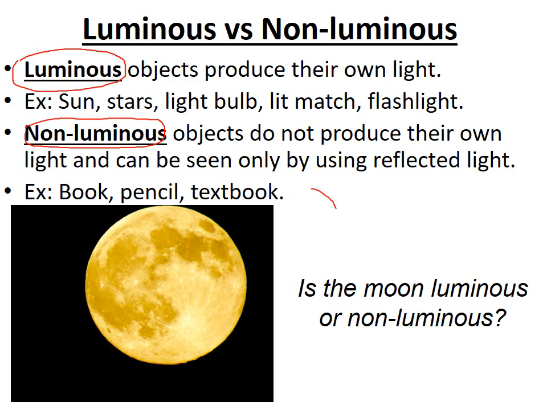Let's take a look at the moon. Oftentimes you'll hear the term moonlight, which in reality is a bit of a misconception because the moon is actually not producing its own light. What's happening is the moon is reflecting light from the sun off of its surface, and you're seeing that light reflected back to you. So it's reflecting light from the sun, not actually producing its own light, which would classify the moon as being non-luminous as opposed to luminous.